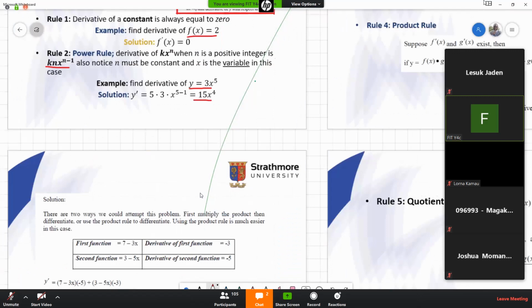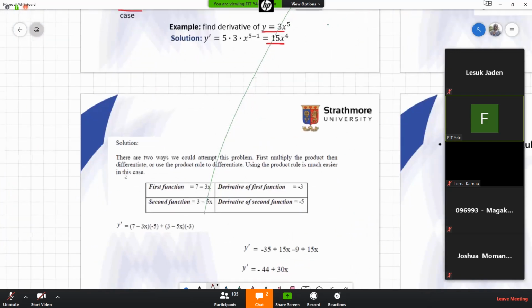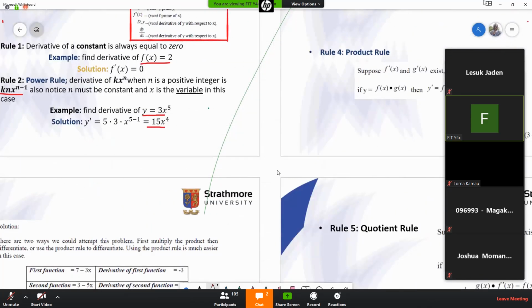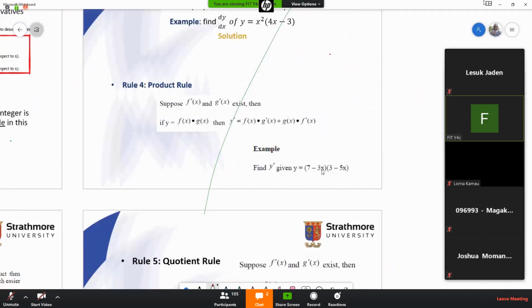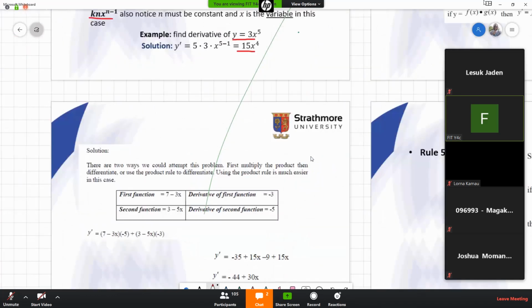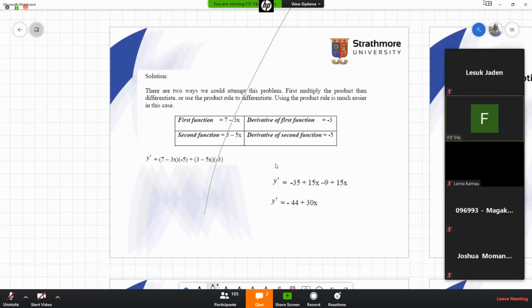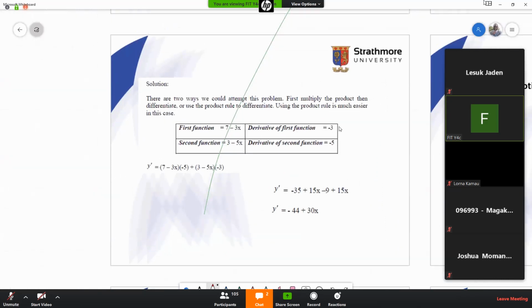So for example, if you are asked to do the following, find dy dx, or the y prime of 7 minus 3x brackets, and then 3 minus 5x brackets. These are like two functions. So you can actually use the product rule here. Okay, so the product rule, please have it in mind. And I've organized my calculations like this. First function, its derivative. Second function, its derivative. Then I'm using now the knowledge of the product rule, and after multiplying, I get now dy dx is equal to this one. Okay.